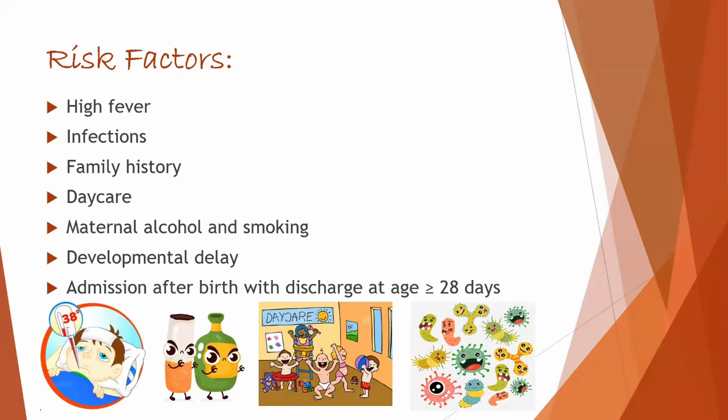So there are a few risk factors for getting febrile seizures. Firstly, high fevers, having an infection in that age group of 6 months to 6 years, family history of febrile seizures, children attending daycare, as we know that's a hub for all infections, then maternal alcohol and smoking use during pregnancy, a child with developmental delay, and also if the child was admitted after birth and was only discharged after 28 days of life.